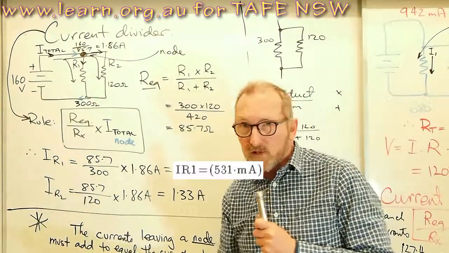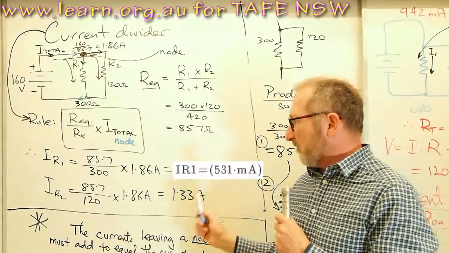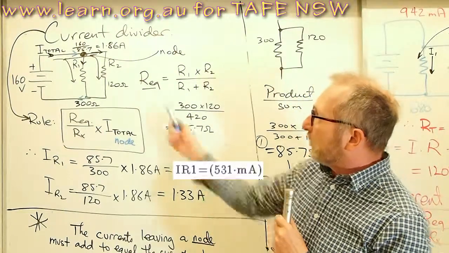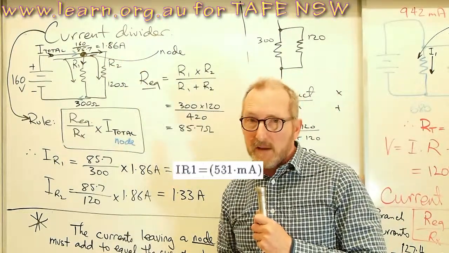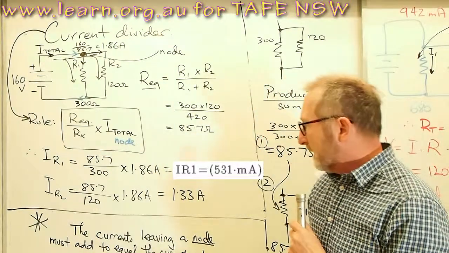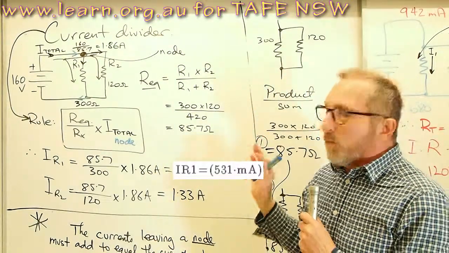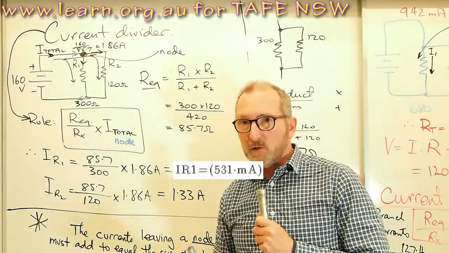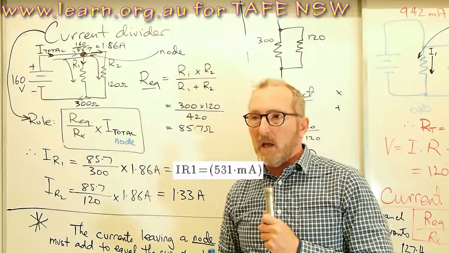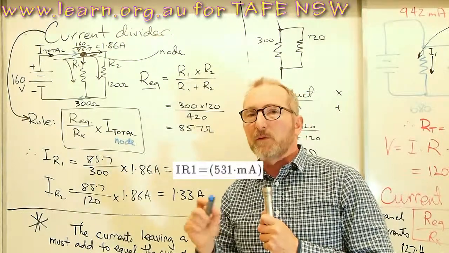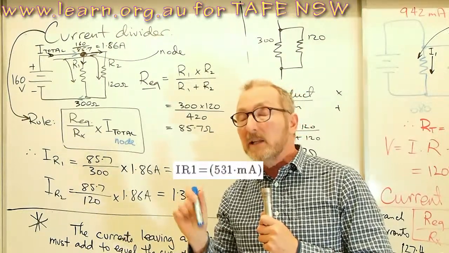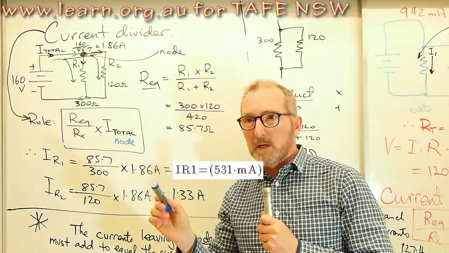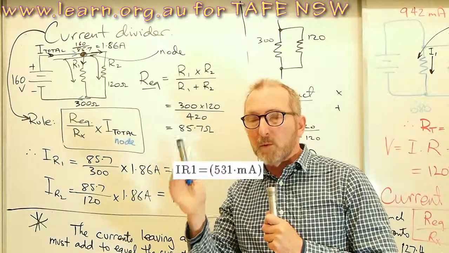And to run a quick test on that, if we add the 531 milliamps to the 1.33 amperes of current, we'll come back up with our 1.86 amperes of current flowing into the node. So we learn this in about week 3 or week 4 of the DC circuits syllabus. And we'll be using this every week from now, especially starting in this week using series parallel. We'll be working with some circuits that have multiple current paths.